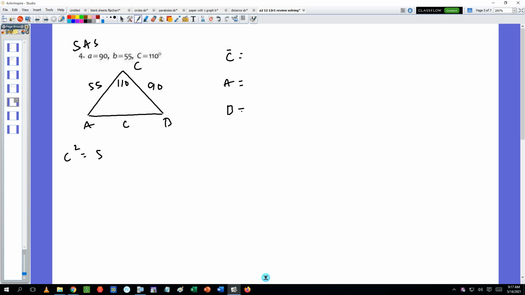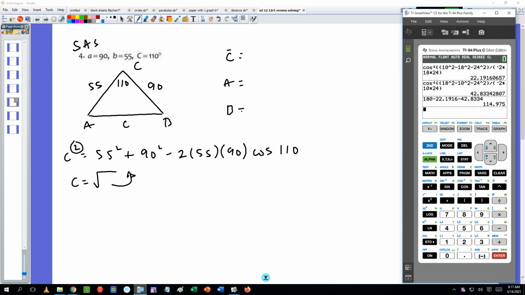C squared is equal to the 55 squared, the 90 squared, minus 2 times the singular, times the cosine of the angle that started it, and angle C was 110. This is an easier equation to solve for because almost everything is on the right-hand side. We just have to get rid of this square. So C will be the square root of all of that. And before I can find the angles, I need to know what all that is.